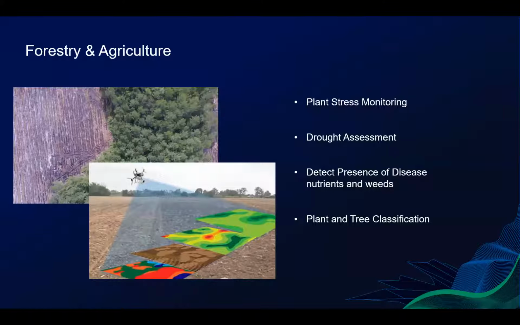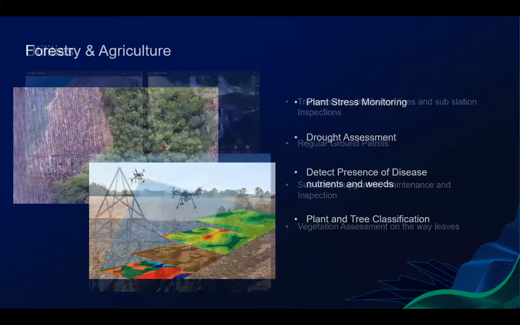the red bands. And again, from these, of course, there are unlimited applications, just looking at plant stress monitoring, drought assessment, detecting the presence of disease, nutrients, and weeds. Then you can even think of plant and tree classification. So definitely forestry and agriculture is one of the main application areas. And I'm sure our users who are in this particular webinar today can also confirm that.